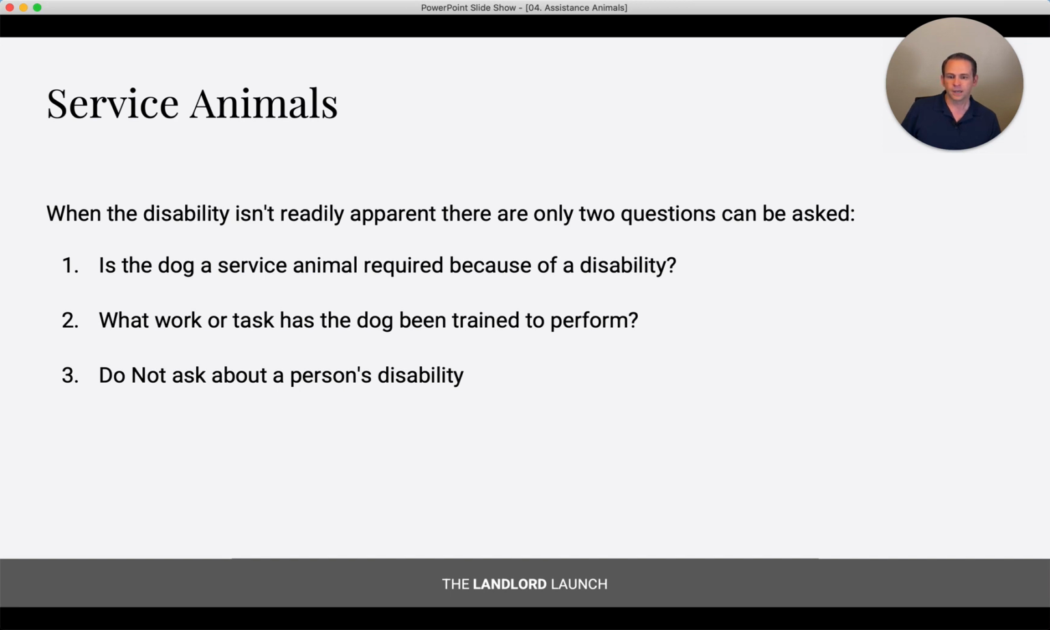Do not ask about a person's disability. Do not ask the dog to perform the function. Do not ask for any of that stuff.